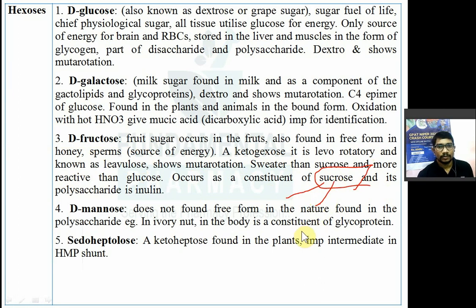Am I audible to you clearly? Yes or no? Sucrose is also known as cane sugar, table sugar, and invert sugar. Why is it called invert sugar? I will explain in the next lecture.